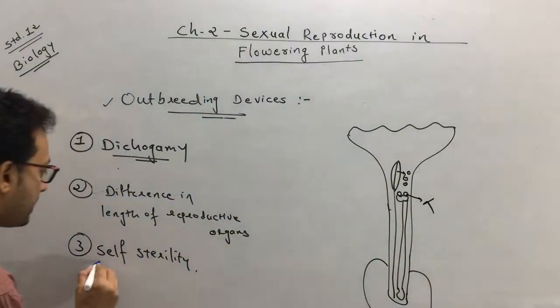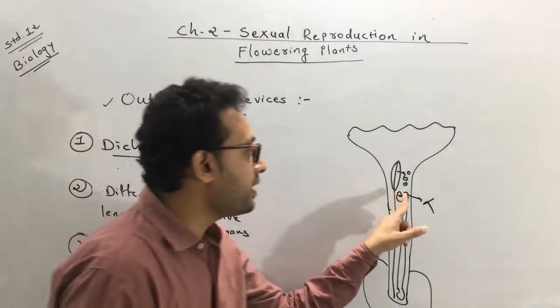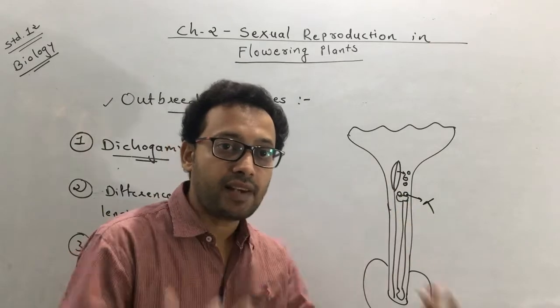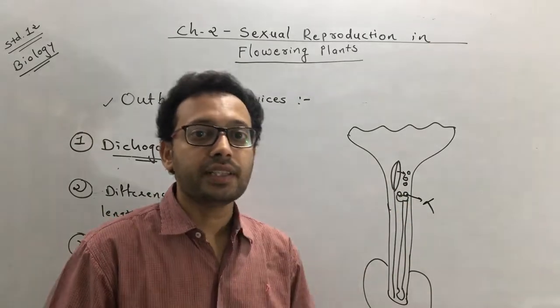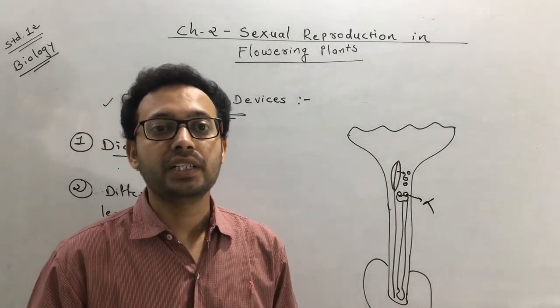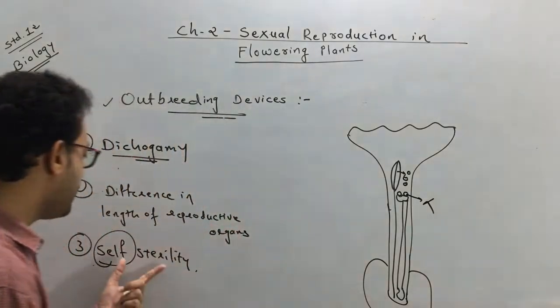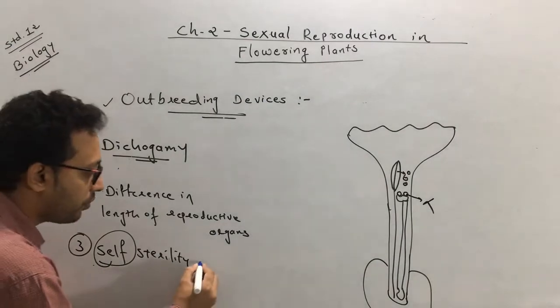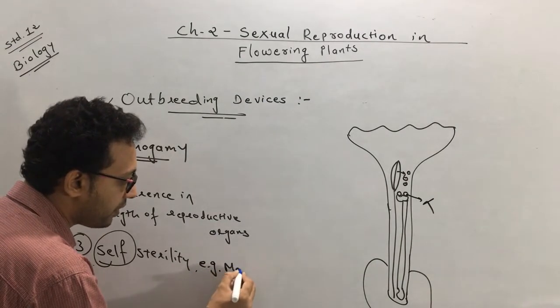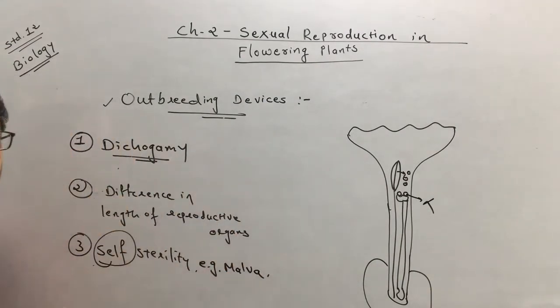It identifies the self. If the pollen grain which falls on the stigma is a self pollen or its own pollen, then it prevents pollen pistil interaction or the further fertilization process. Okay, so this is called self-sterility, and that is observed in the case of a plant we call malva. Okay, in which case is it observed? It's observed in malva.